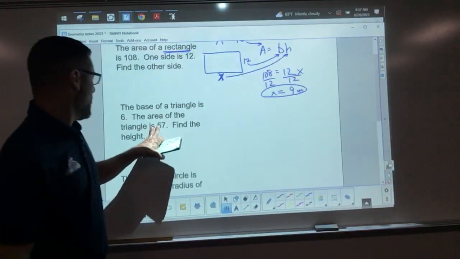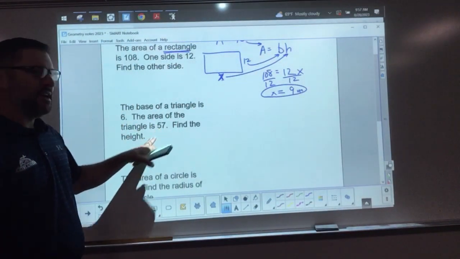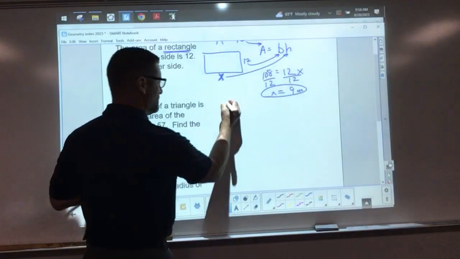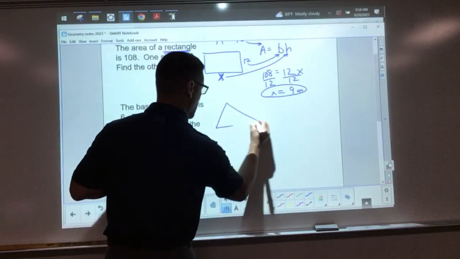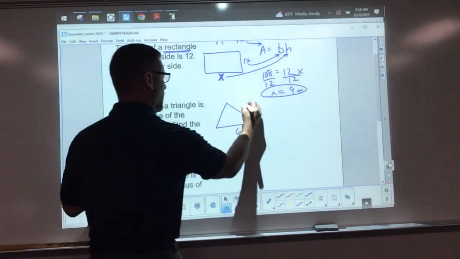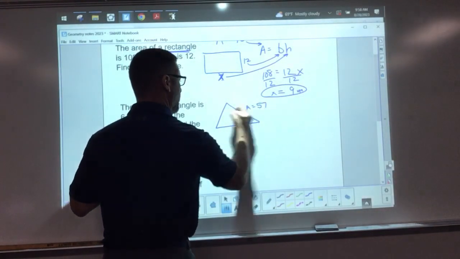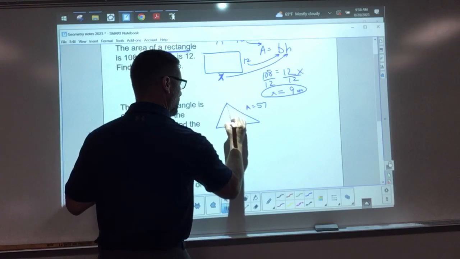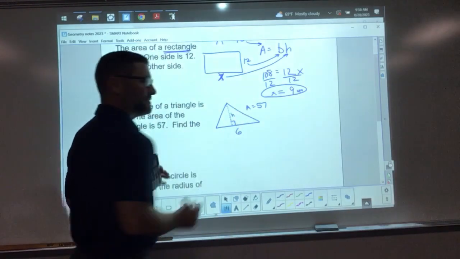The base of a triangle is 6. The area is 57. Find the height. Let's draw a picture. The base of a triangle is 6. The area is 57. Let's find the height.